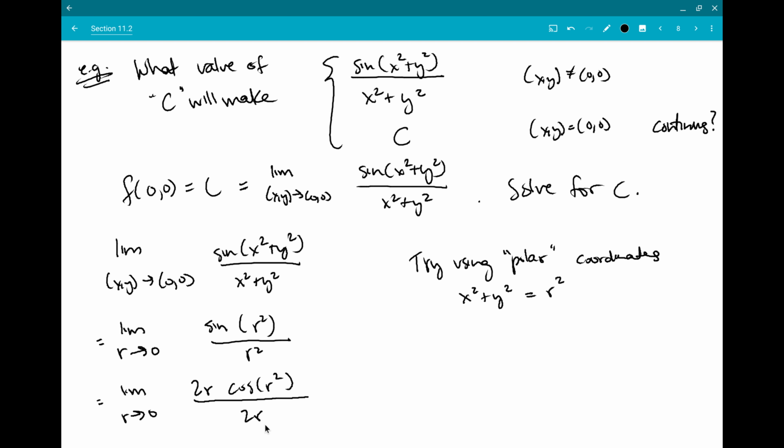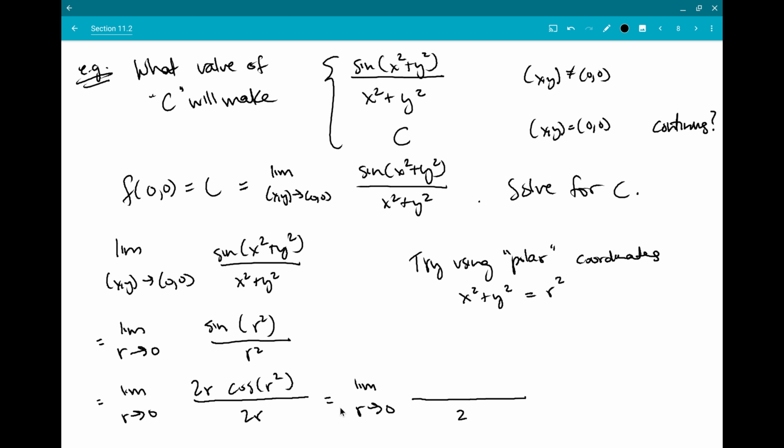2r times cosine of r squared over 2r, just using in the numerator the chain rule and in the denominator a regular derivative. Unfortunately, as I take r to 0, this is still going to give me, cosine is 1 now, but 0 on top, 0 on bottom. So I'm going to have to do it again. And in the denominator, I'm going to end up with 2.